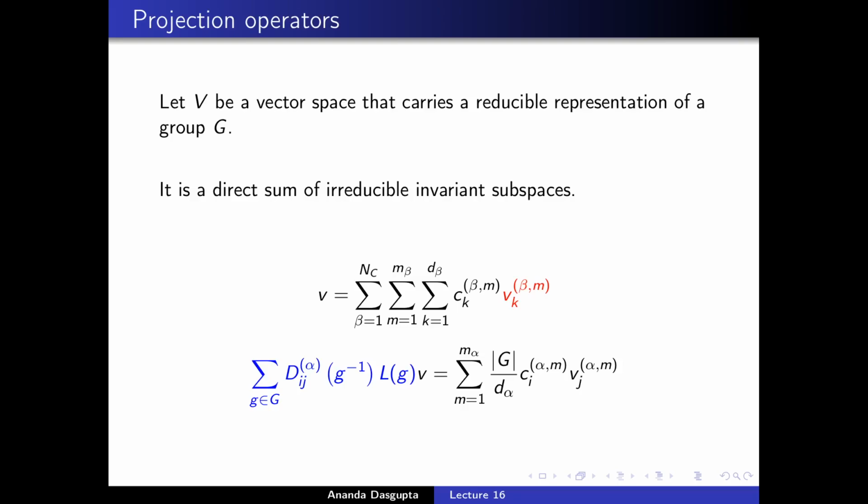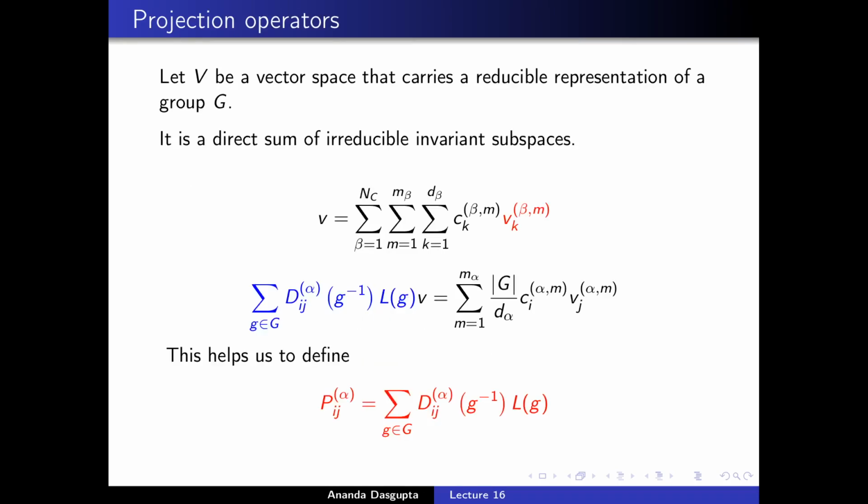From this, what we can do is define an operator P alpha ij as this operator in blue, the sum over all group elements of d alpha ij of g inverse times Lg. These are our projection operators. Why are they called projection operators?